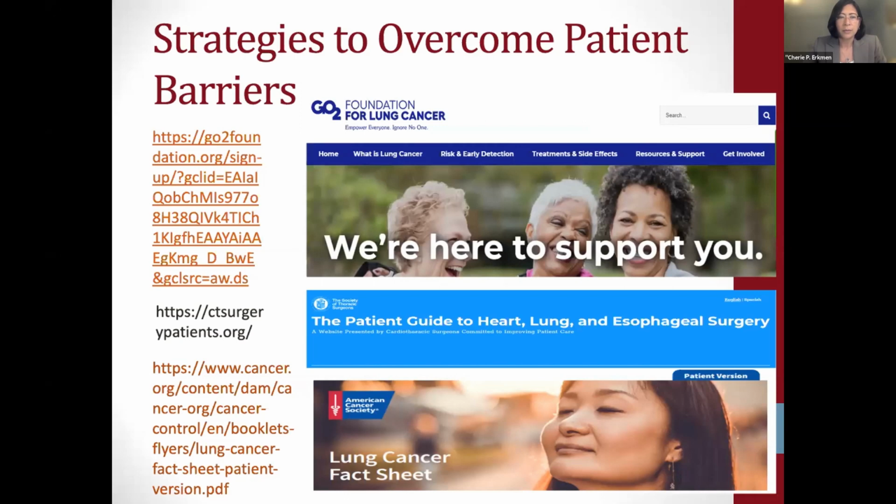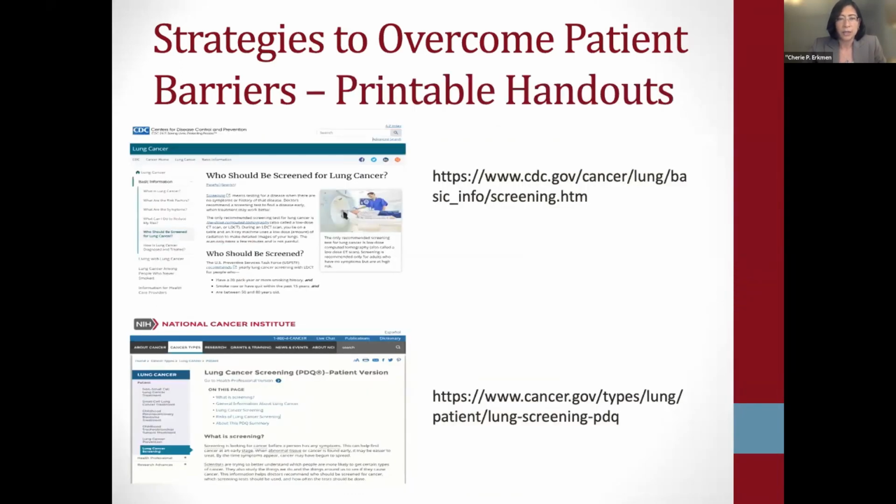So here are some resources for patient education that are available to everybody. I thought that the GO2 Foundation has great resources for patients, and you can access them. Hopefully with the STS, Dr. Tong and I will get some patient guides together. And the American Cancer Society also has a great website. These are printable handouts from the CDC and the NIH that are great, and you can print them up in the office and get a lot of your patients' questions answered. So I really like these resources to address patient education issues.